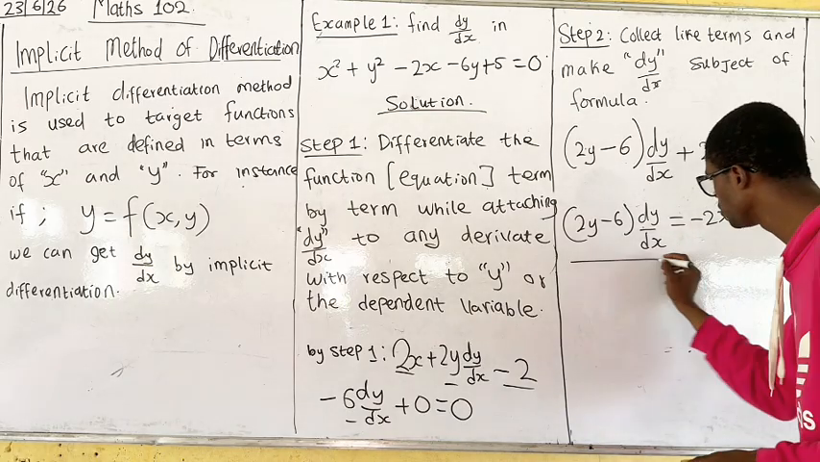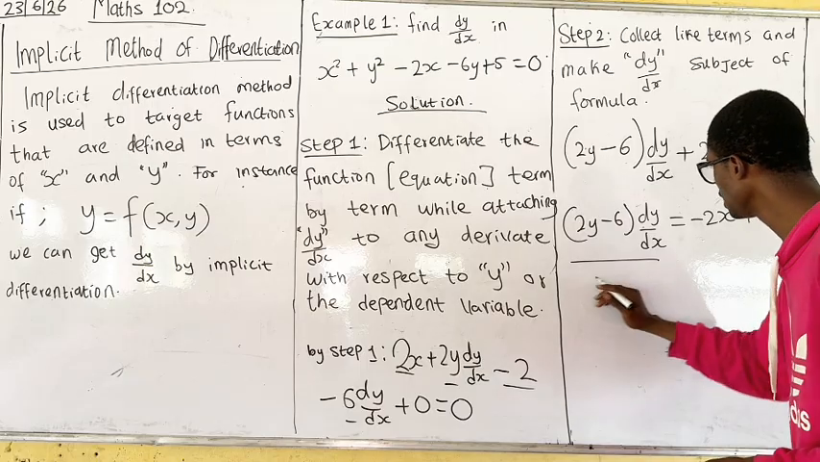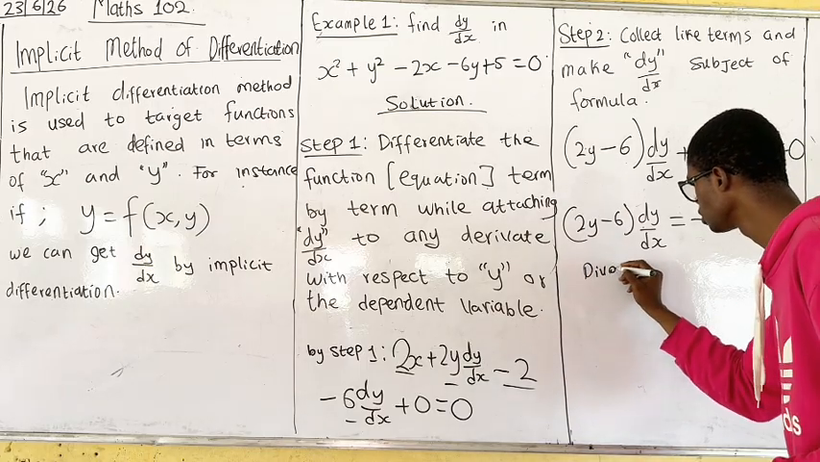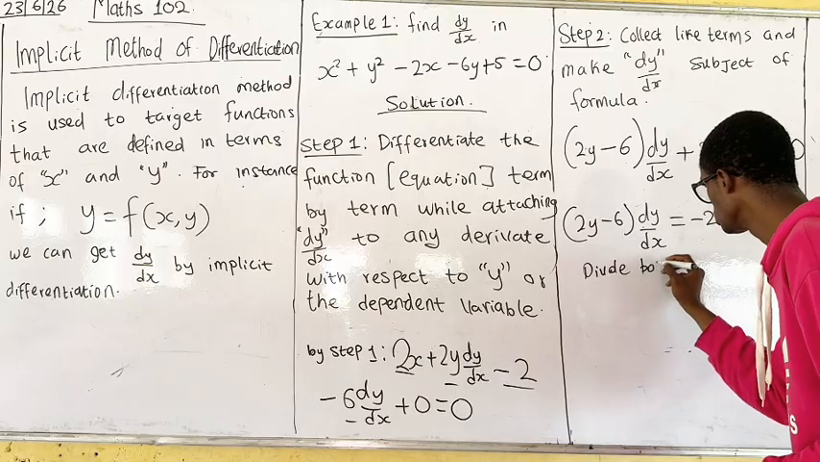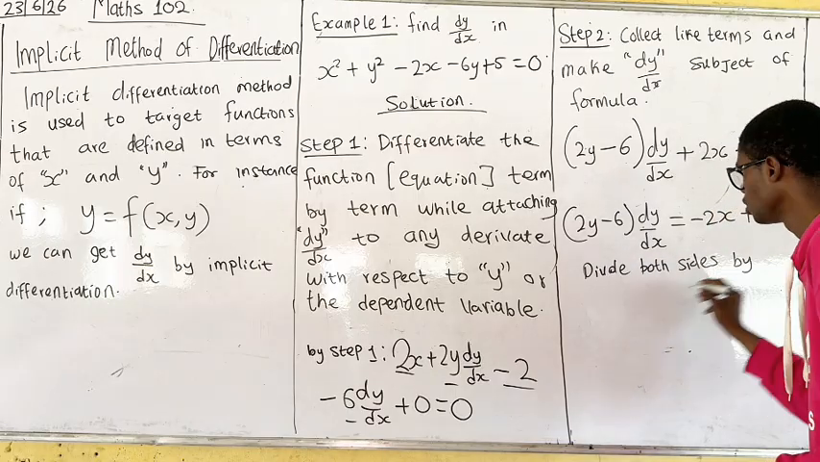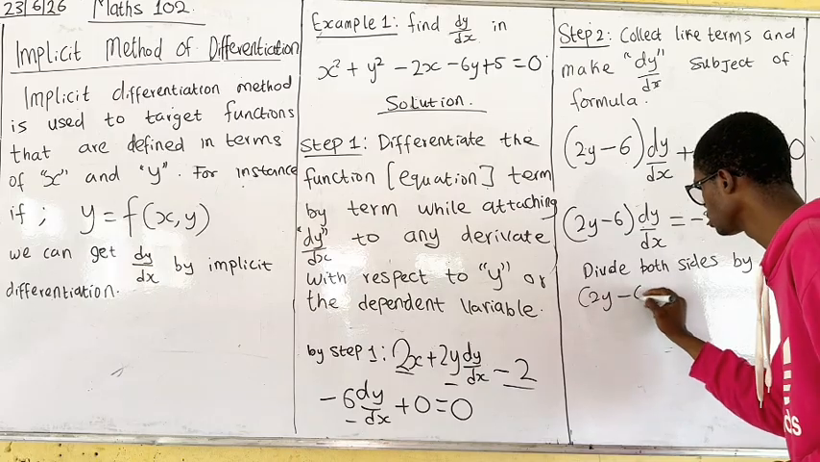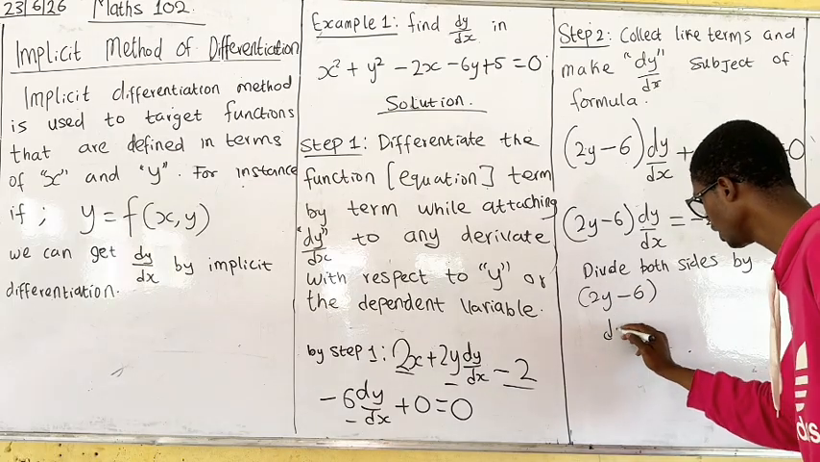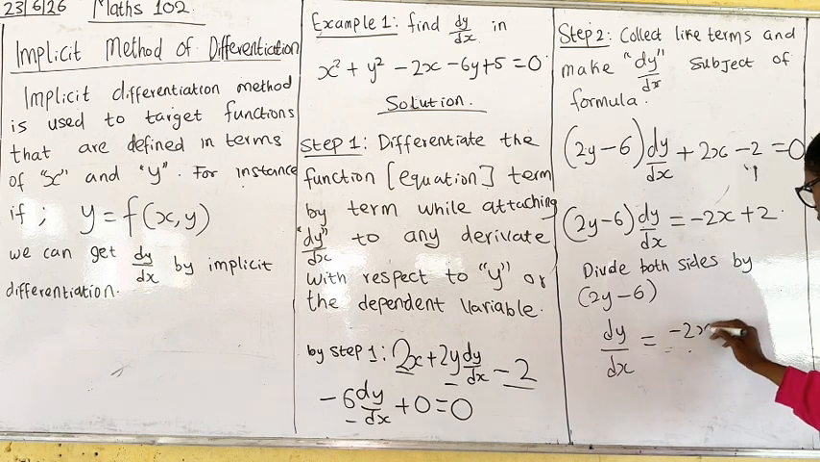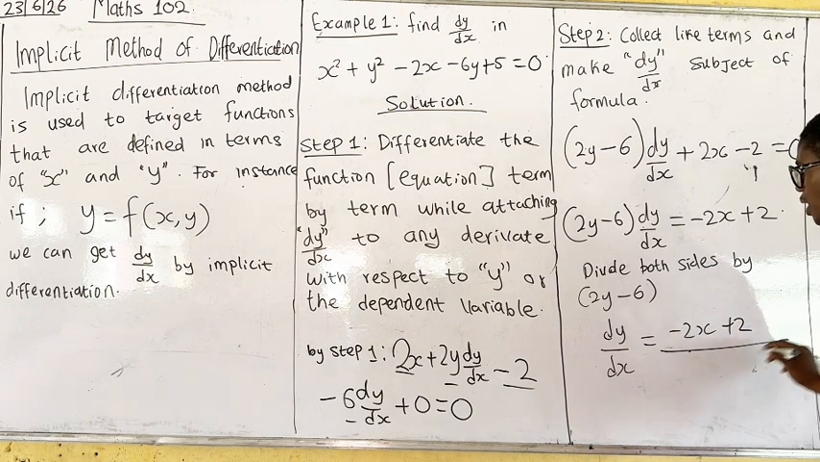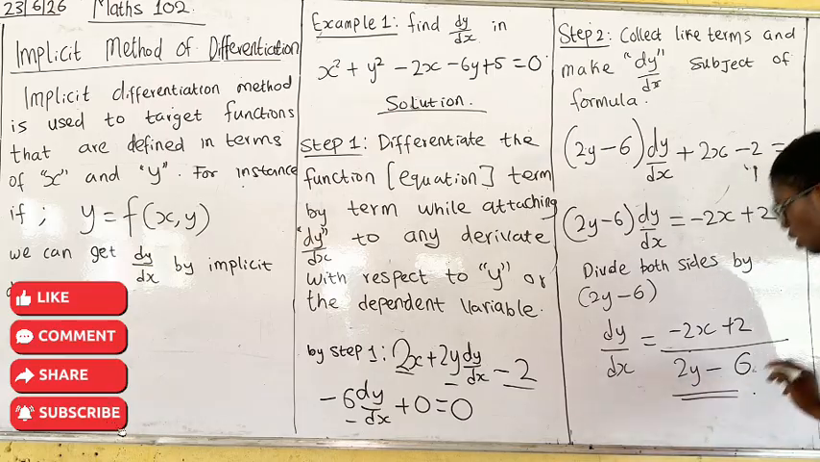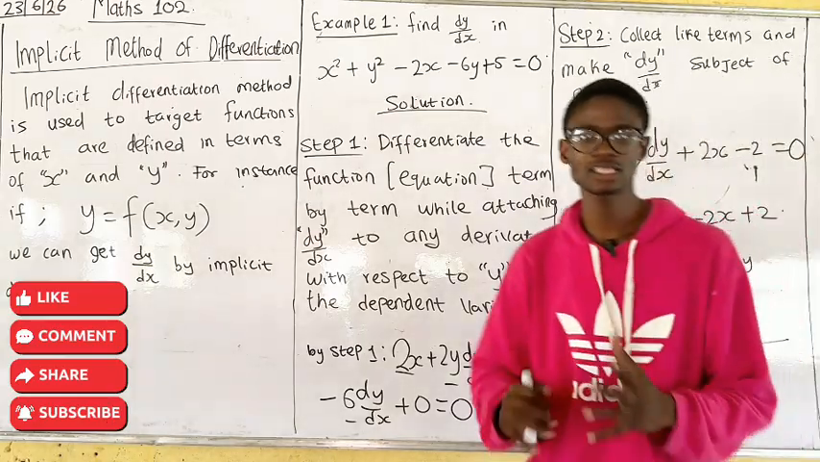So we can divide both sides by 2y minus 6, which will give you dy/dx equal to minus 2x plus 2 all over 2y minus 6. And that is the final answer for this problem.